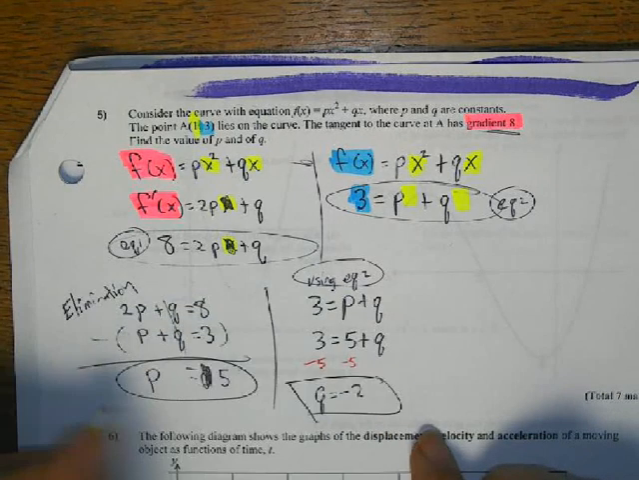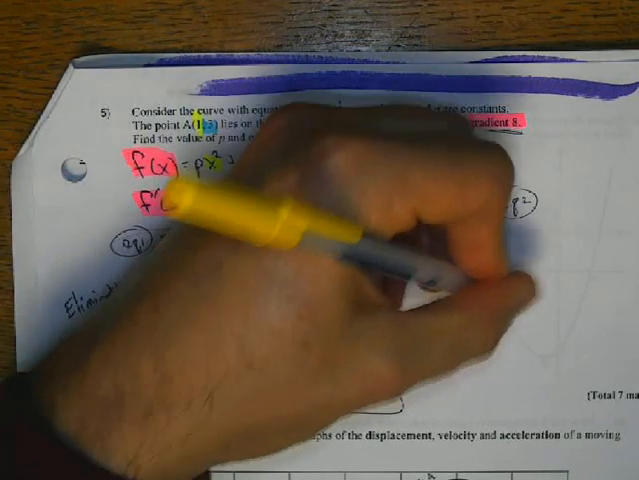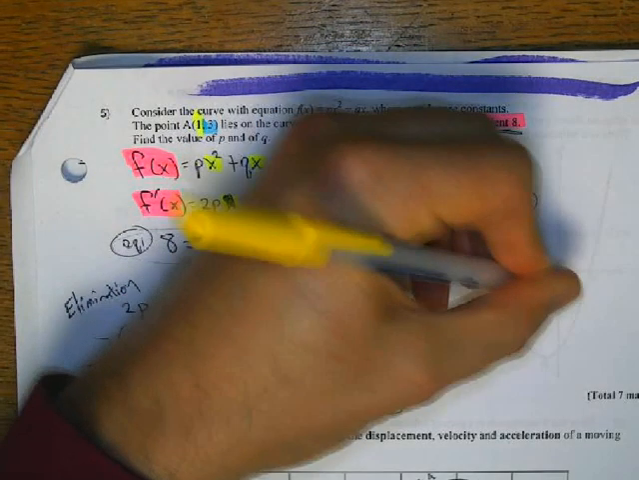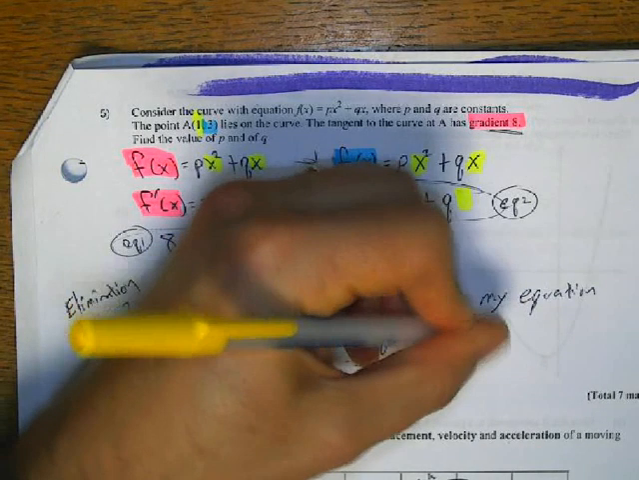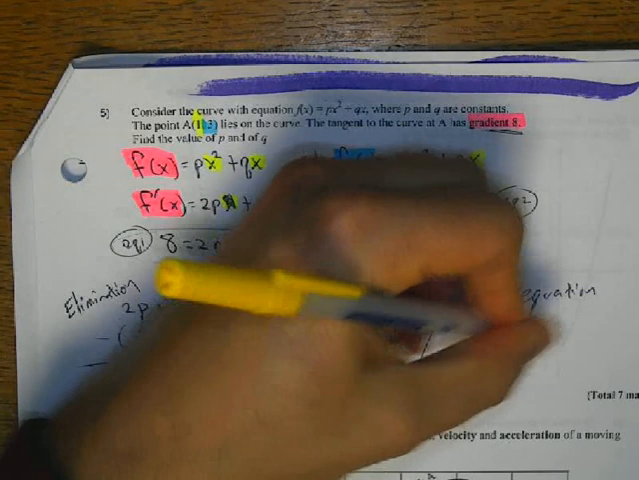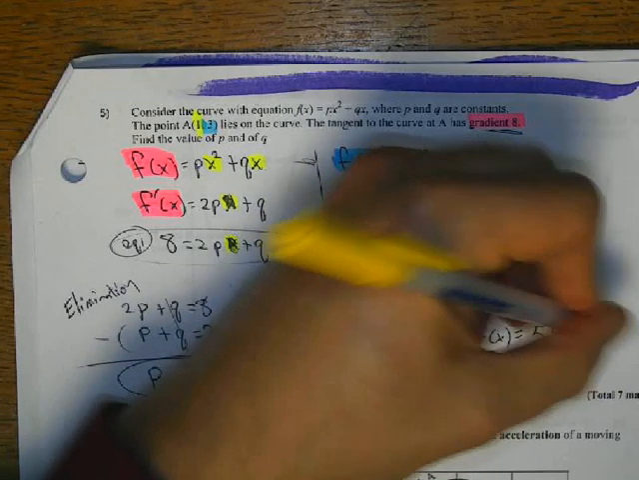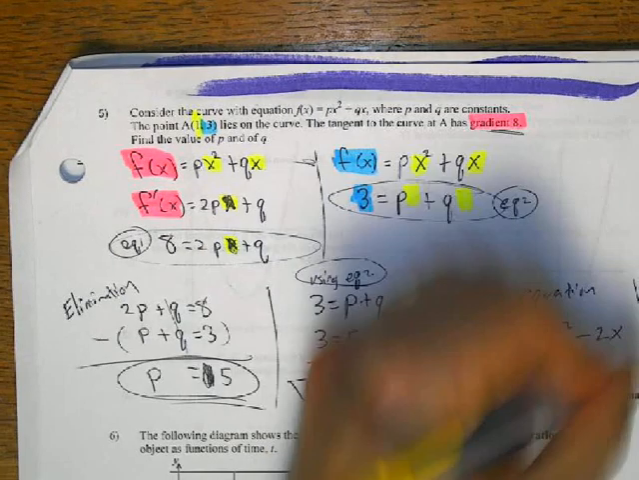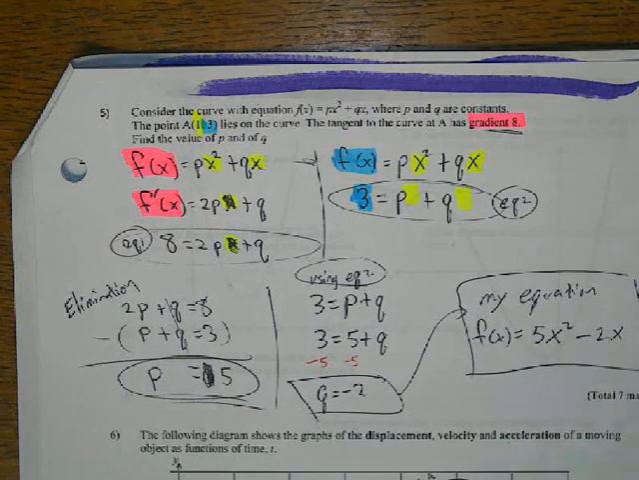So my new equation is f of x equals 5x squared minus 2x. This was a really fun problem. I know you are so excited.